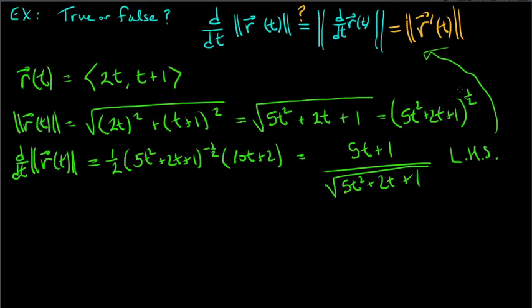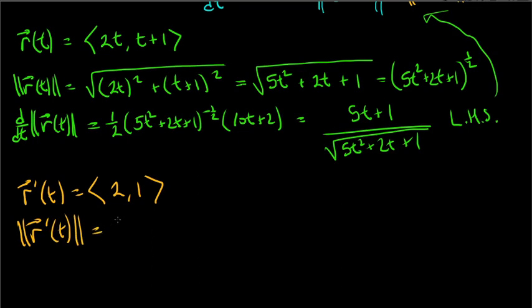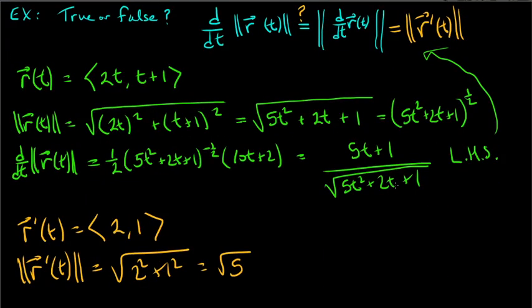So first we need r prime. Let's use a different color here. So r prime is just 2 and 1. Okay, now take the magnitude of that. The magnitude of the derivative is just the square root of 2 squared plus 1 squared, right? It's the square root of 5. Well, clearly that's not equal to, right, so this is the right-hand side, and that's not equal to the left-hand side. So whatever you say, this does not equal this.